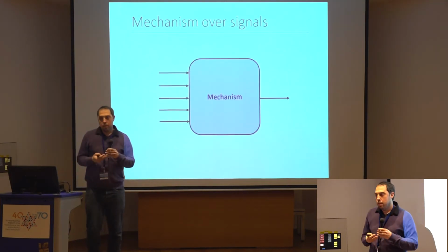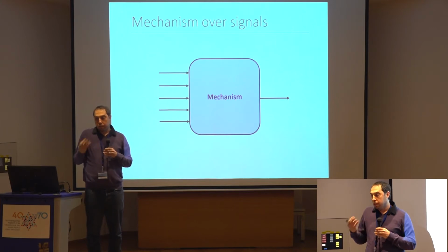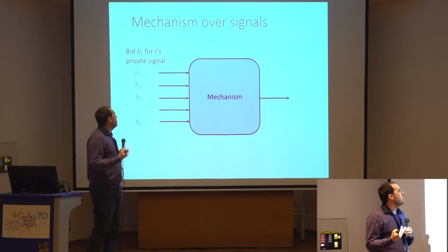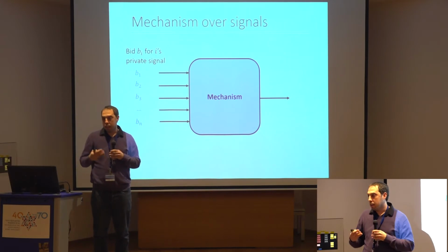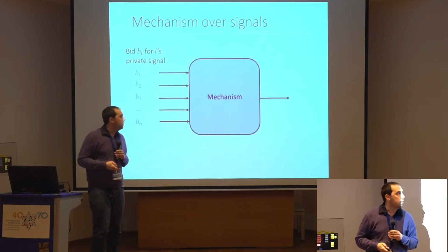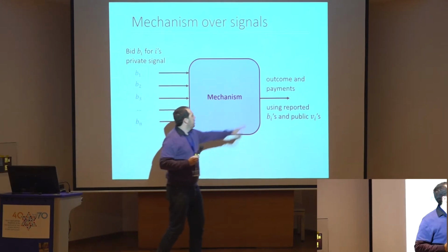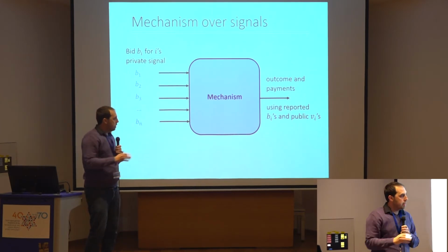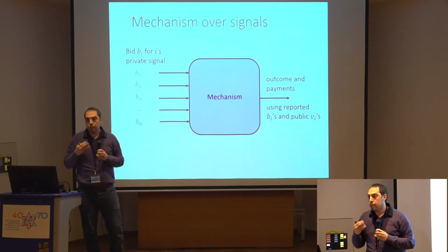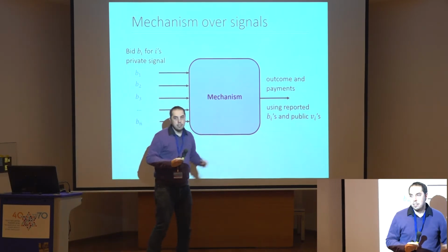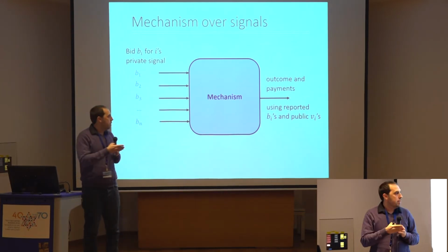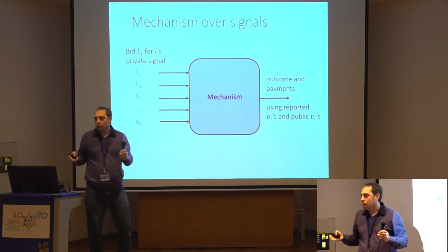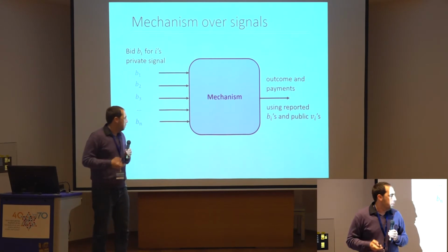So in this model, bidders don't know the values. So what does the mechanism look like? I'll talk about mechanisms that take the signals as an input. The bidders bid on the private information. And the mechanism computes outcome and payments, and it can use the reported bids and the public valuation functions. So the mechanism receives the bids, checks what the value is with the bids for every bidder, chooses some allocation, and chooses the payment for the winner.